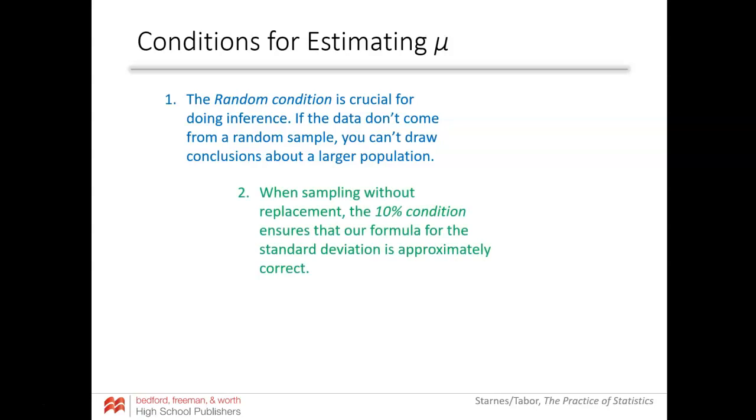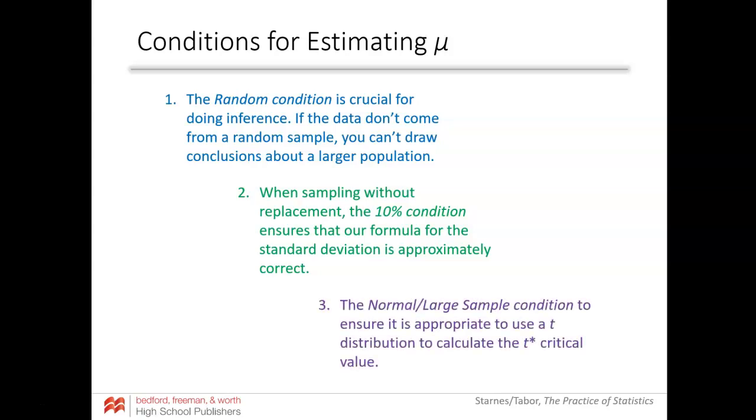When sampling without replacement, which is typically how we sample, the 10% condition is what allows us to use the standard deviation or eventually the standard error formula. So that way it's close enough, basically. So the 10% condition, you've got to check it unless there's something weird happening in the problem where it's not necessary.